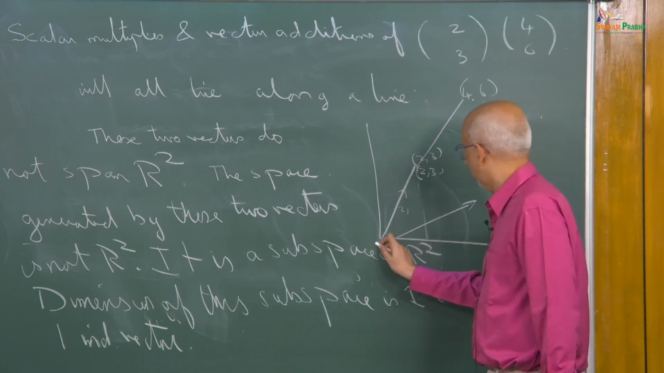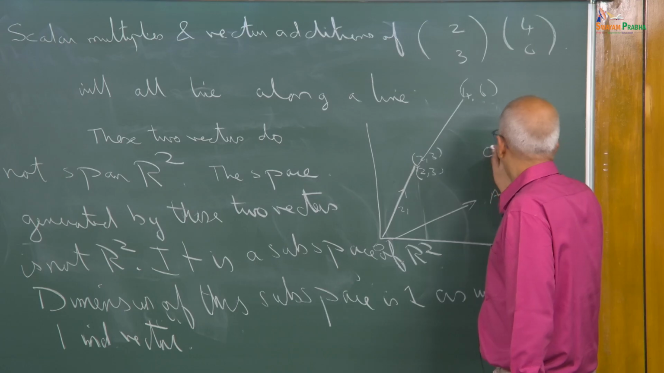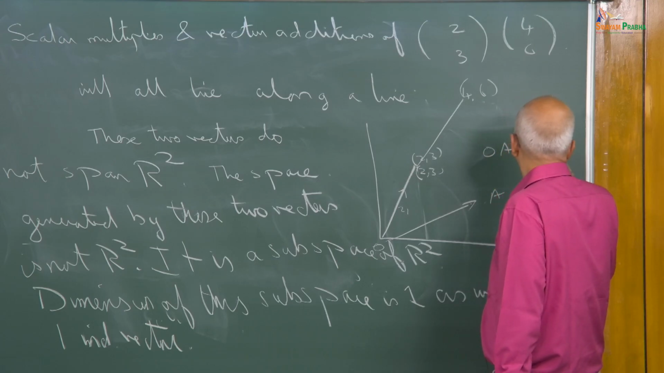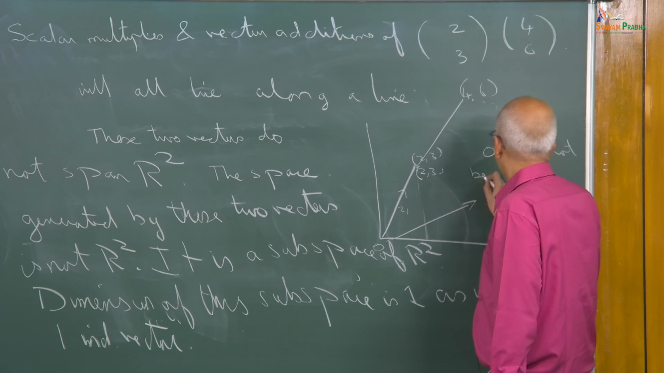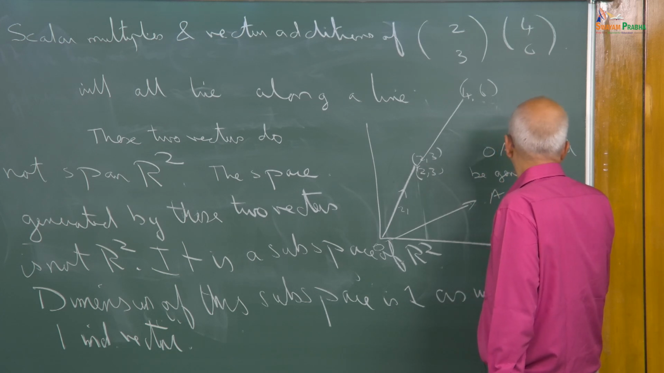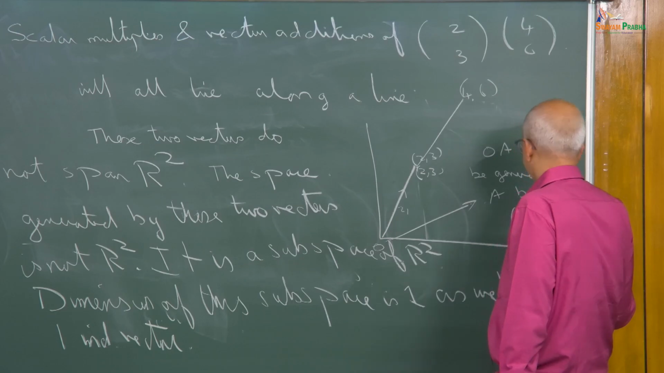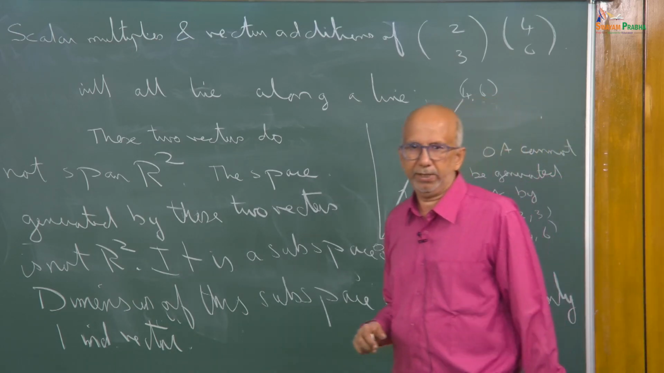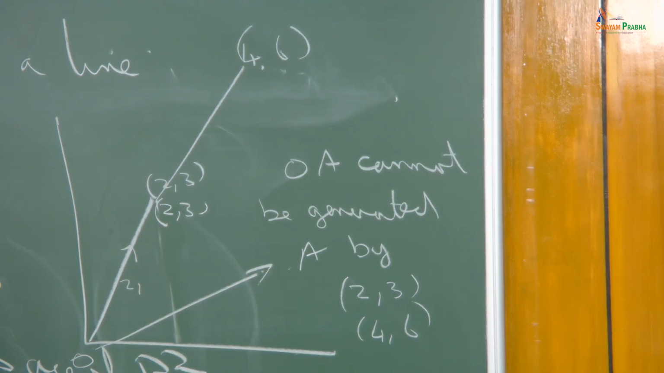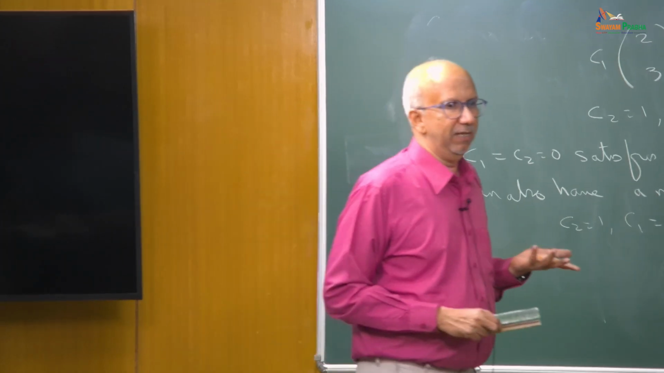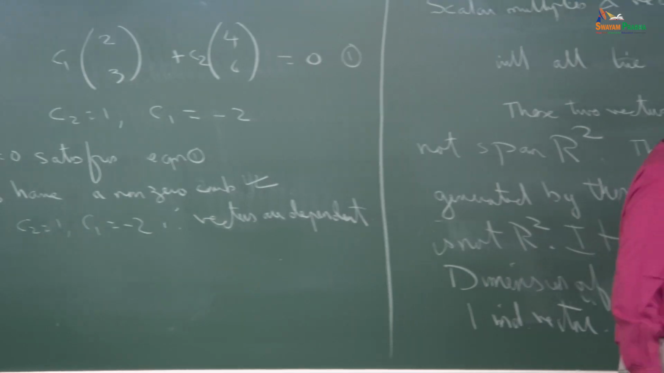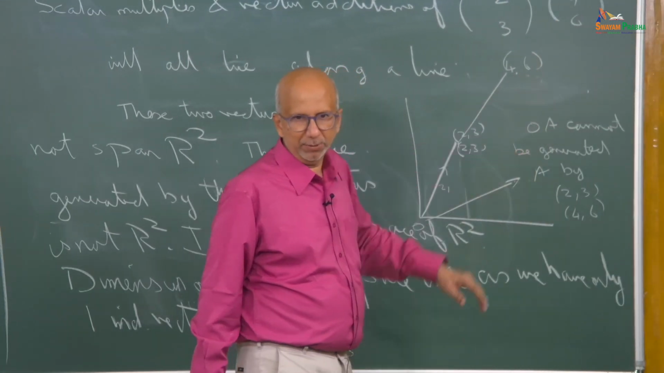So, this vector OA cannot be generated by 2 3 or 4 6. Okay, you can do scalar multiplication, you can add, you can do whatever you want, you can stand upside down, you won't get OA. Okay, so basically you are only along this line, and line has the dimension 1, so it's like a one dimensional subspace.